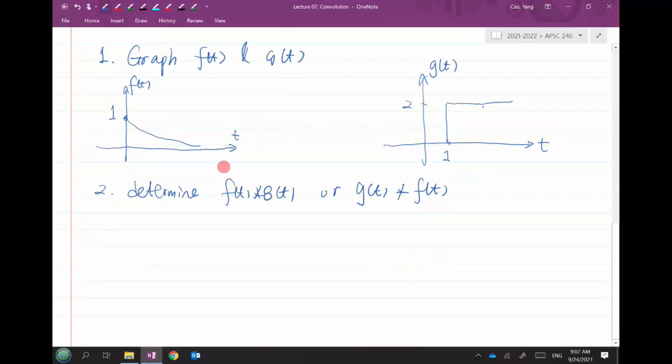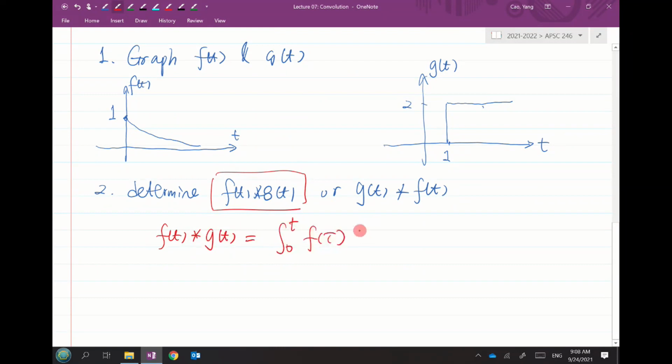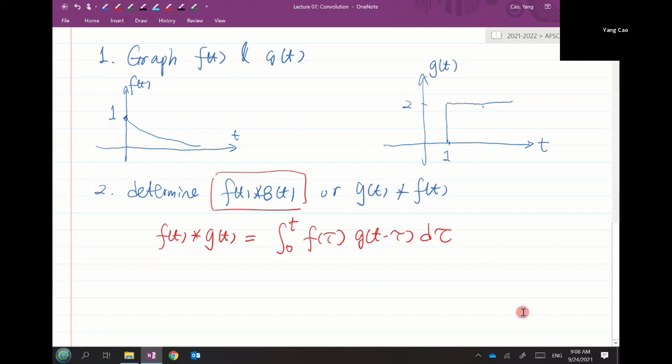So let's say we are going to use the traditional f of t convolute g of t. Now you go back to your formula. Since we're doing this, this is the formula we're going to use: f of tau and g of t minus tau d tau.